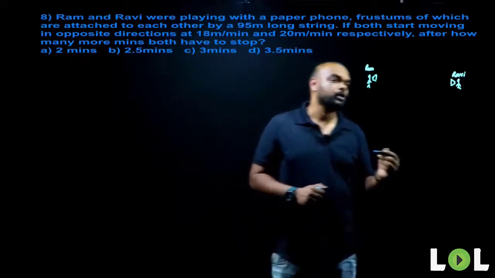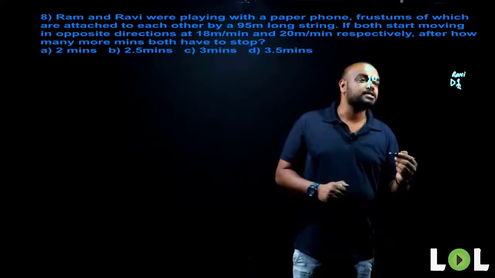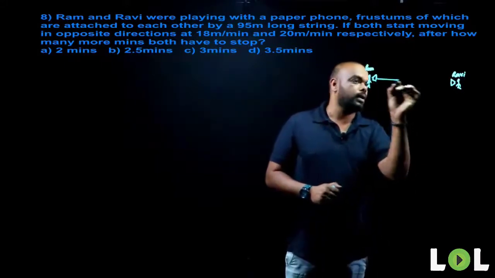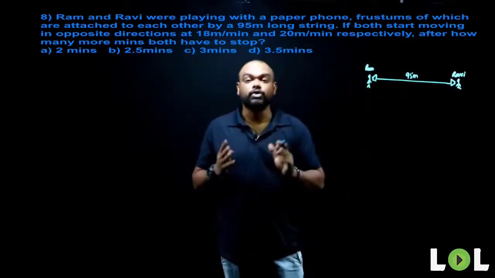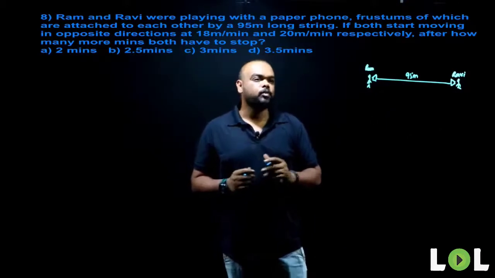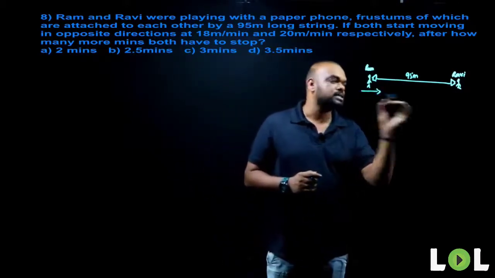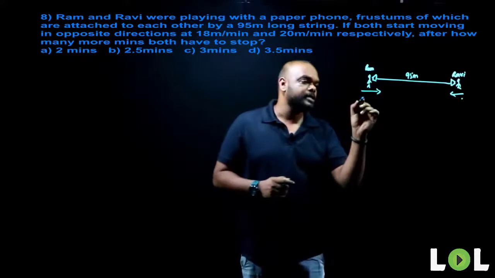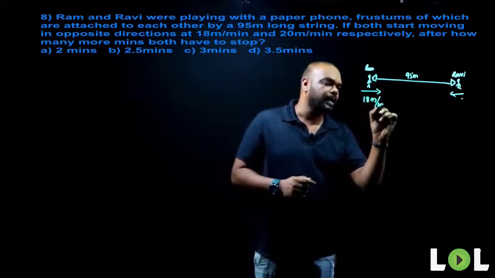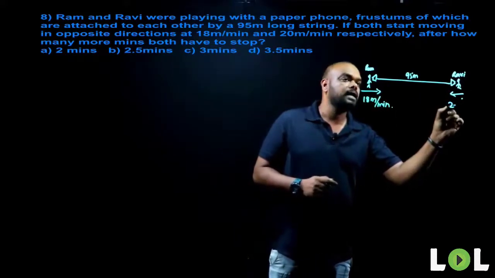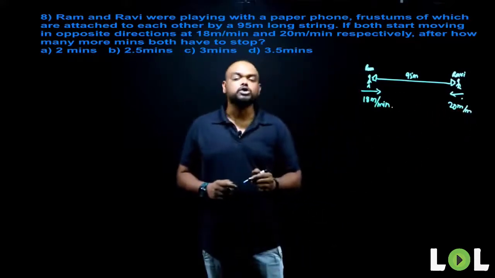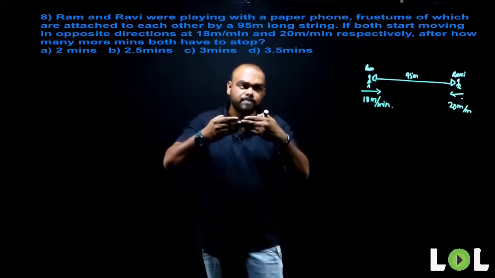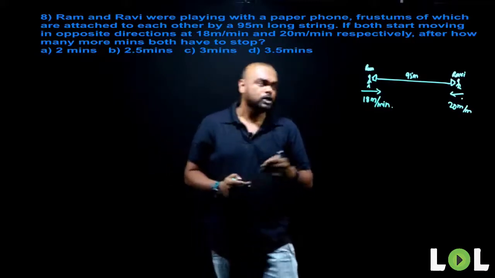Yeah, okay. What do we have here? The frustums of both are attached to each other by a 95-meter long string. So here there is a 95-meter long string attached to the frustums of both the paper phones. What is happening? If both start moving towards each other at speeds of 18 meter per minute and 20 meter per minute, after how many minutes both have to stop? It means both have to meet. They will stop only when they meet, guys. So we need the time taken to meet.